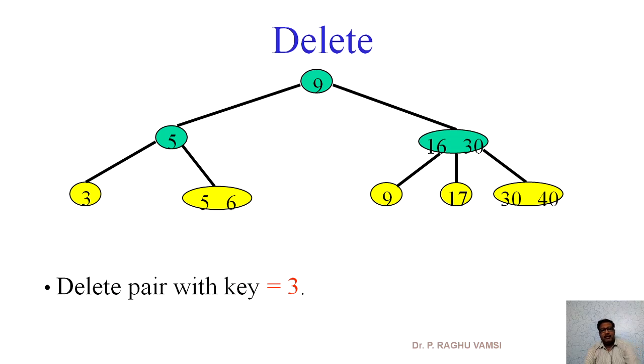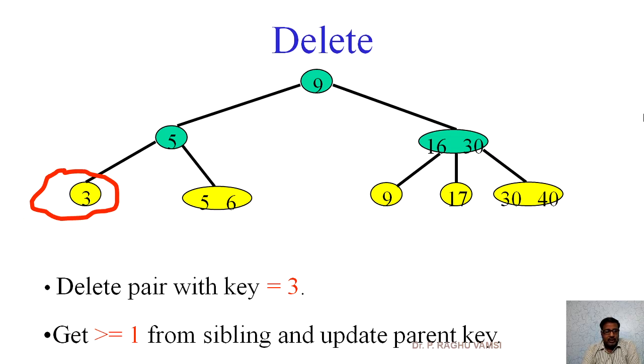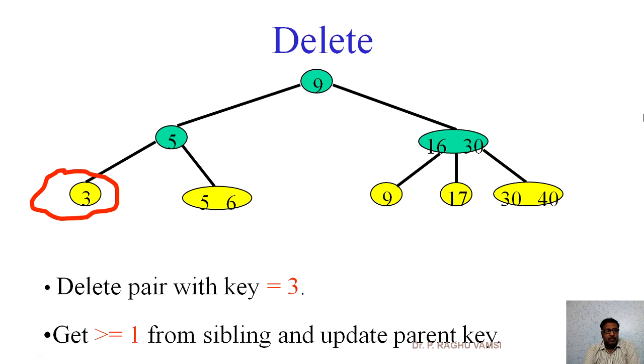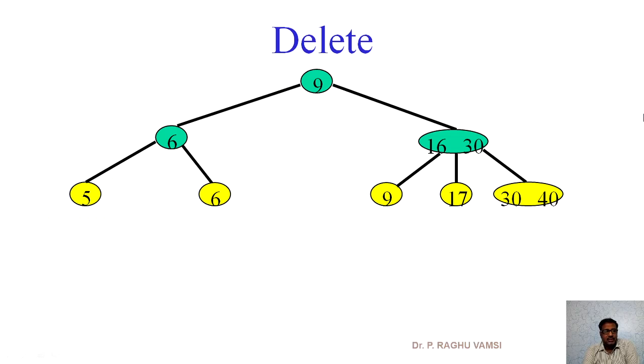Then delete the pair with key equal to 3. Now what are you supposed to do? You need to borrow something from the sibling: the first element from the sibling. Get greater than or equal to 1 from the sibling and update the parent key. So whenever you get the 5, then 6 will be placed at the root and 6 will be at the right hand side.